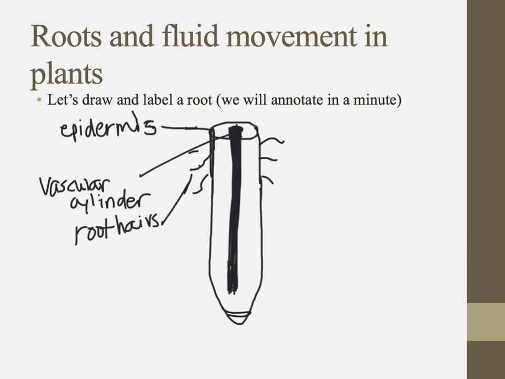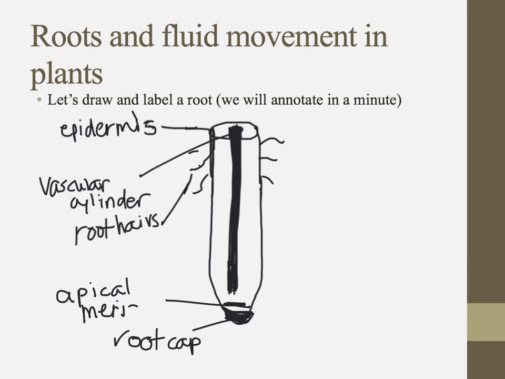And down here at the bottom, we're going to have two structures. At the very bottom is what we call the root cap. We'll talk about what that does later. And then a section here called the apical meristem. Talk about that later too.